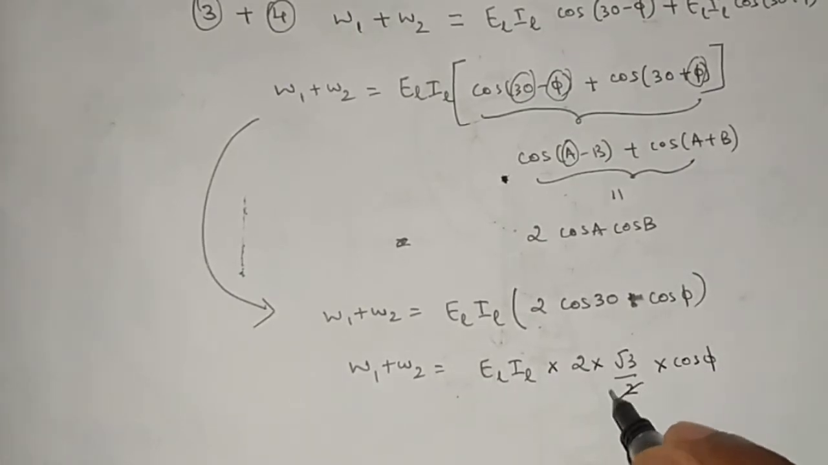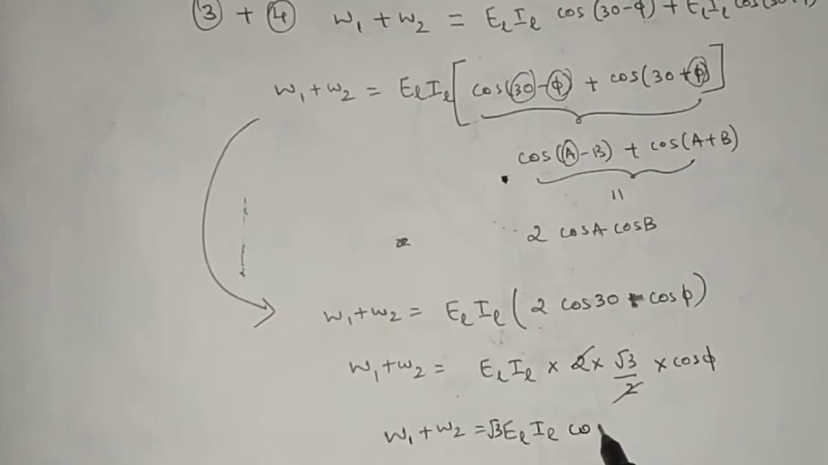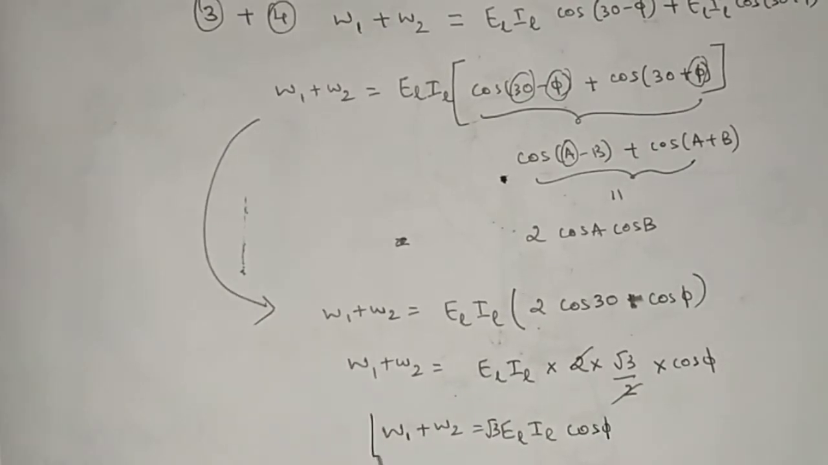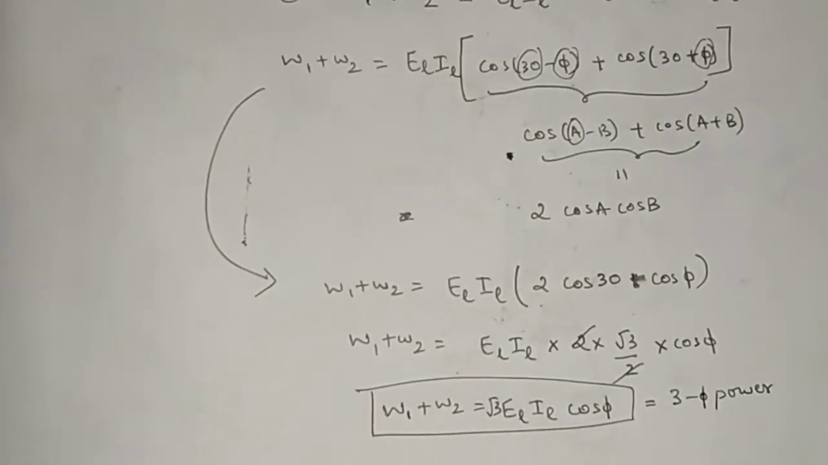So I'll simplify this. 2 gets cancelled. So finally I'll get W1 plus W2 is equal to EL IL. So root 3, I'll write it here. So root 3 EL IL into cos phi. So root 3 EL IL cos phi is nothing but 3 phase power. So hence we have proved that 2 wattmeter is enough to measure 3 phase power. So this is about the derivation.